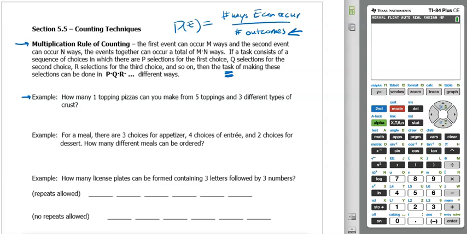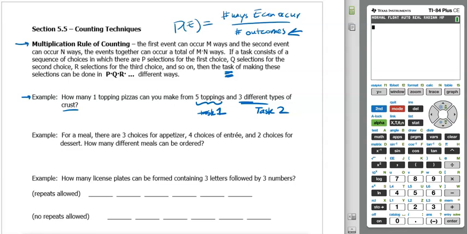When it comes to tasks, one of the tasks would be to choose one of the 5 toppings. This would be task number 1. And then there are 3 different kinds of crust, so task number 2 would be choosing the crust. What it means as far as the multiplication rule is that to figure out how many total possible pizzas we have, we just need to multiply how many ways we can accomplish task number 1 times how many ways we can accomplish task number 2.